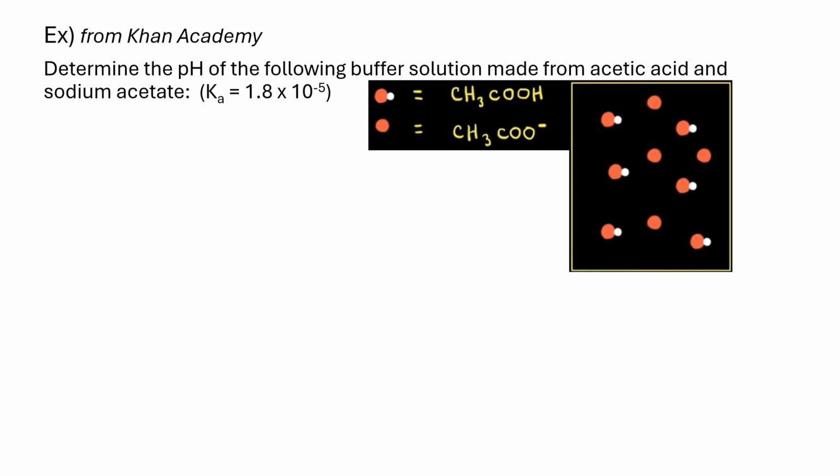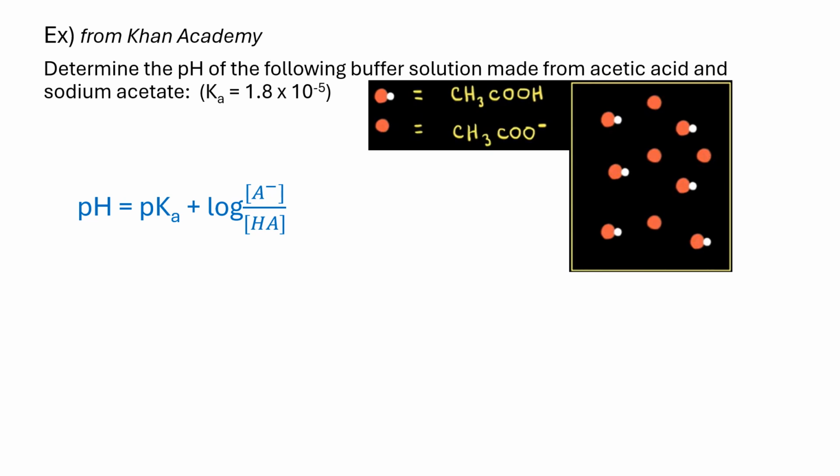All right, here is from Khan Academy. They have a pretty good little illustration here with the particle diagram. Determine the pH of the following buffer solution made from acetic acid and sodium acetate, and they're giving you the Ka of sodium acetate. Okay, so when we look at this, we're going to use the Henderson-Hasselbalch equation because what we're talking about here is the ratio of a weak acid and its conjugate base. It's saying it's a buffer solution, so it's not a titration, but it still uses the same equation and the same concepts.